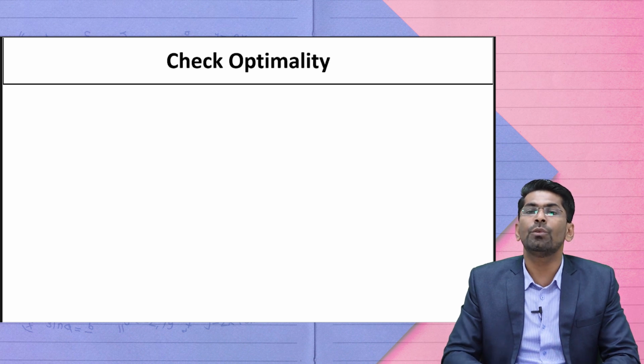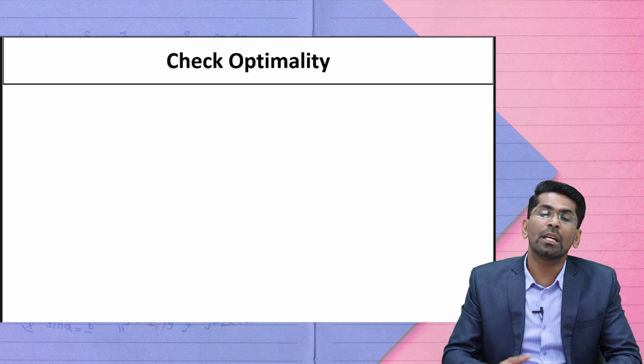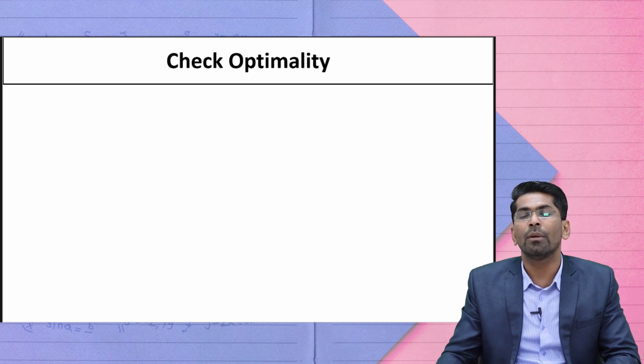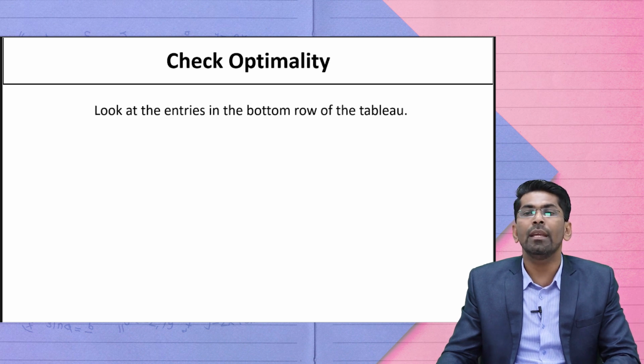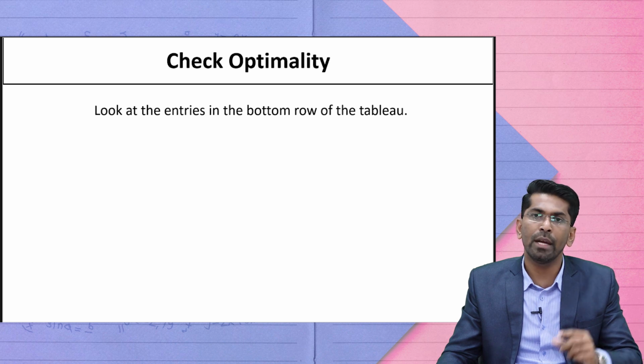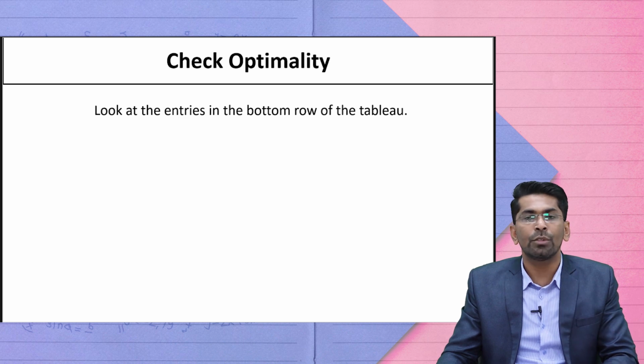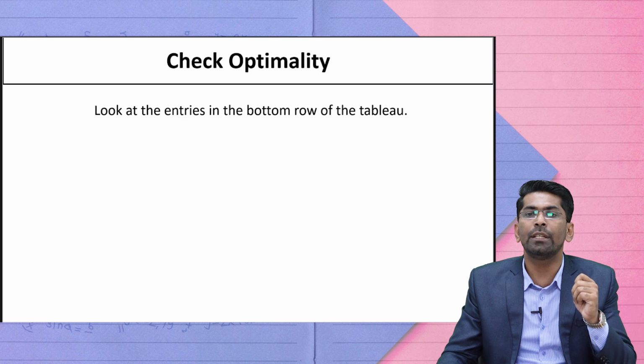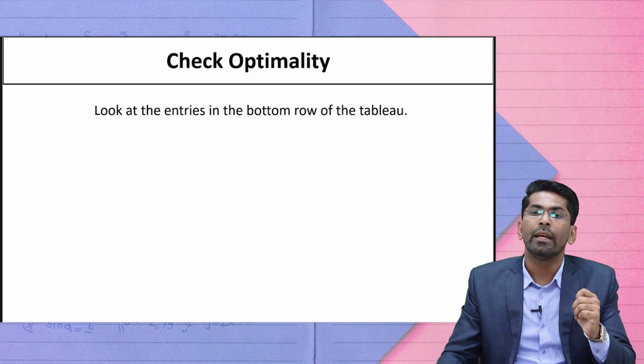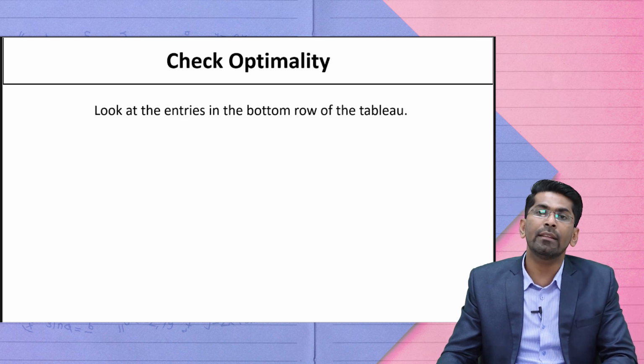Then the next step is to check whether the given solution is optimal or not. How do we know whether the given solution is optimal or not? In order to check this using the tableau, we will look at all the entries in the bottom row of the tableau. We will look at all the entries in the last row, which represents the objective row, and all the coefficients must be non-negative. That means it must contain values greater than or equal to 0 in the case of a maximization problem.